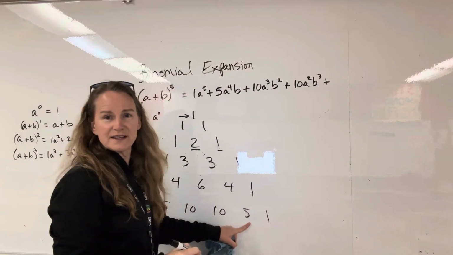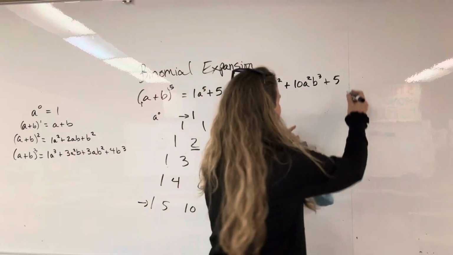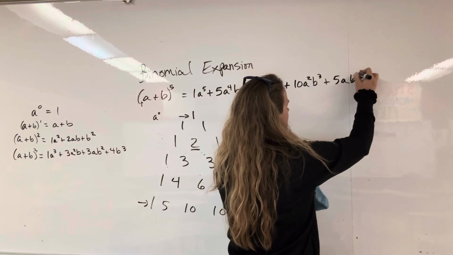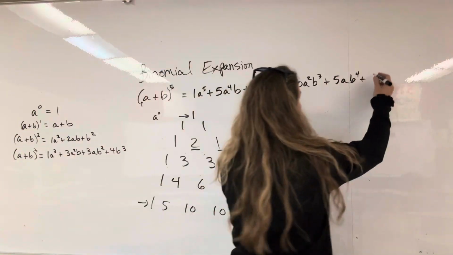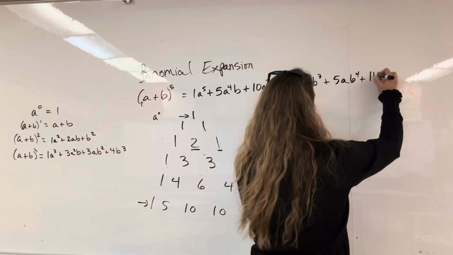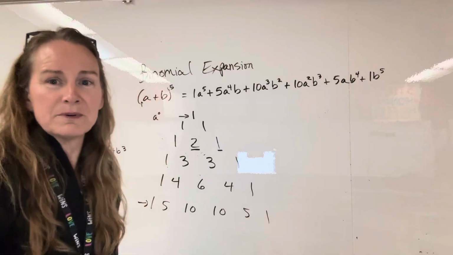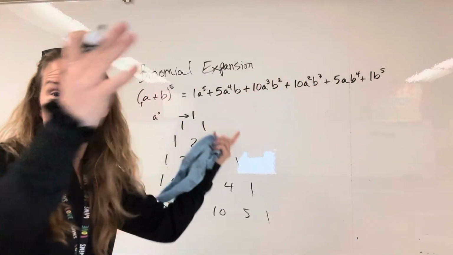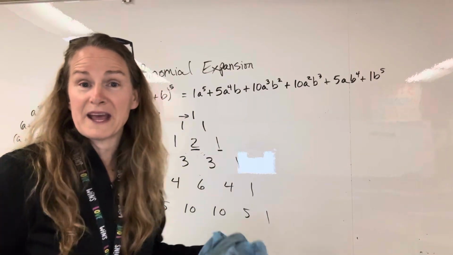And then plus Cinco de Mayo, right? And then this is going to be a b to the 4th, and then your final term is going to be 1 b to the 5th. And no, you do not have to put the 1s in front of those terms, but that's what that would look like. Kind of long. This would be a multiple choice question, pretty easy, right? But that's how you can expand anything.